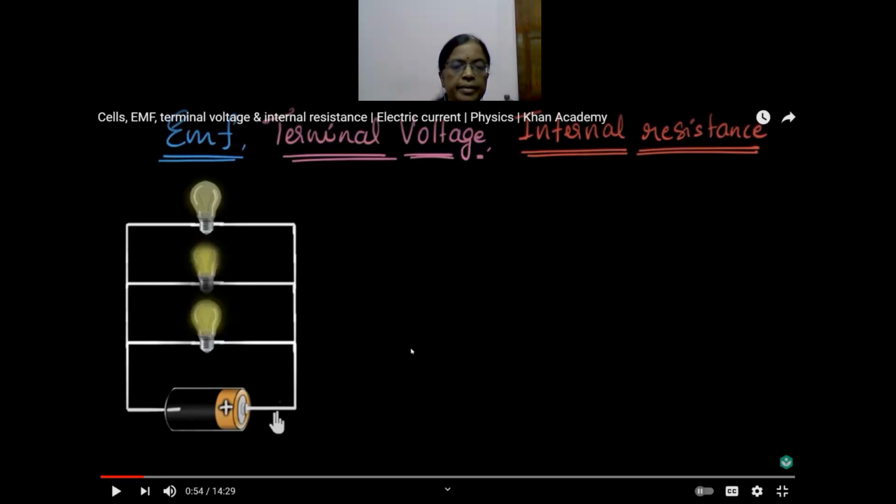So here, what the experiment says is, first we connect a bulb with this battery. One battery, one bulb.